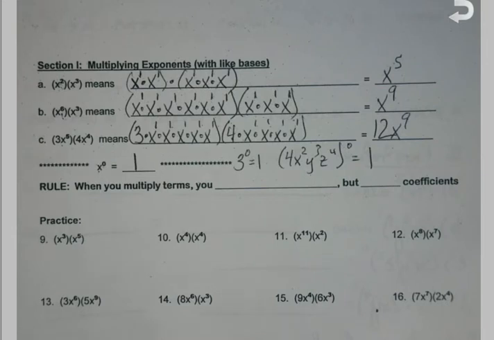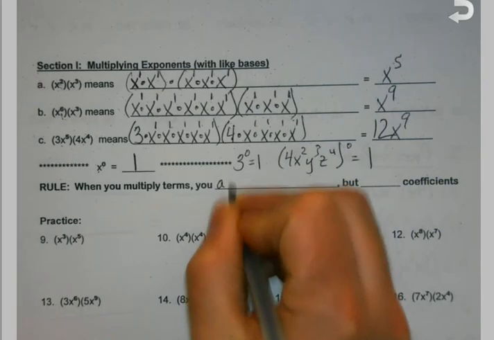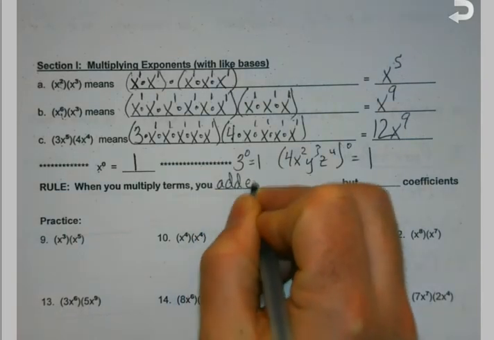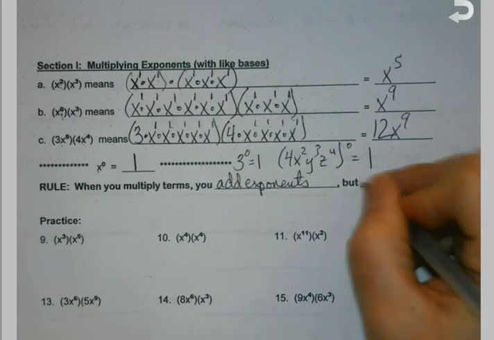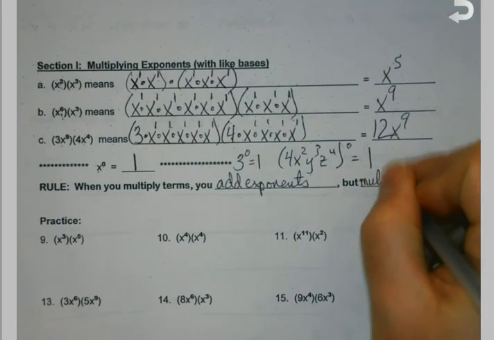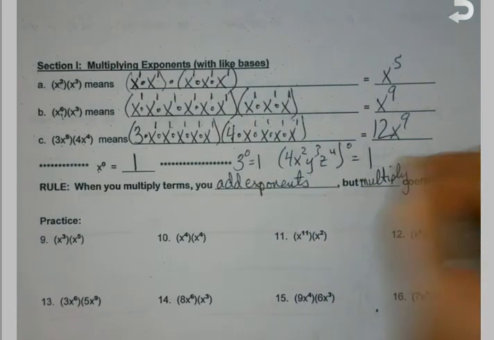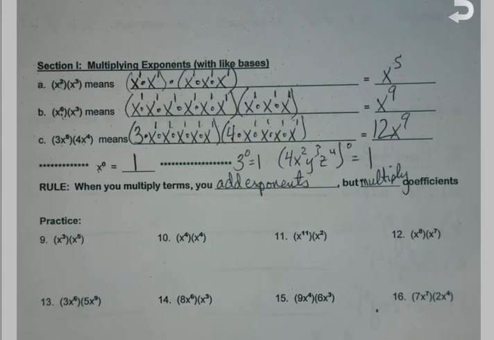So our rule here is going to be, when you multiply, you add the exponents, but I'm still going to multiply the coefficients, or the numbers that are in front. And I've got to keep that straight, because if I just add these and call it 7x to the 9th, that wouldn't be right. So when we're multiplying, we add exponents.